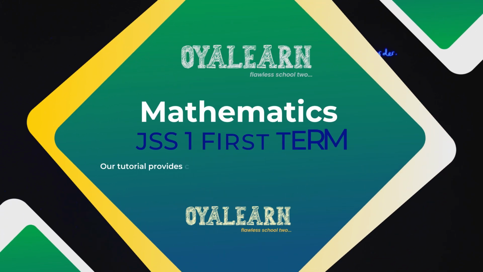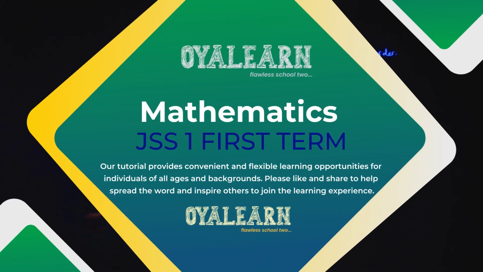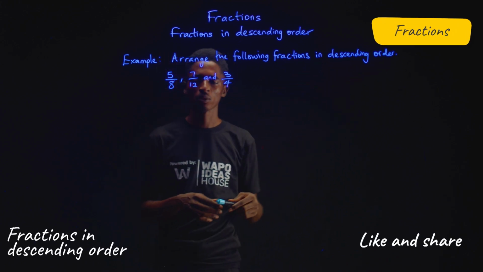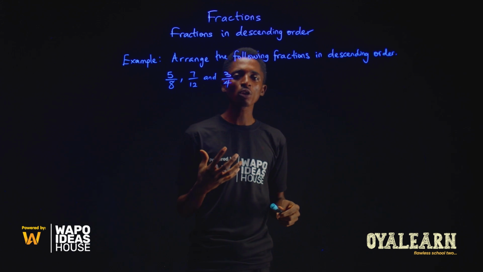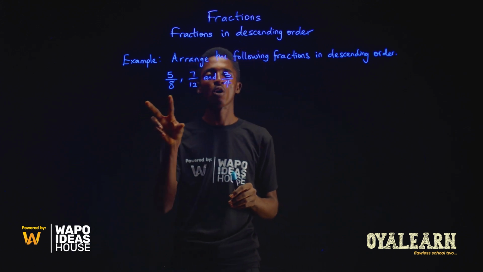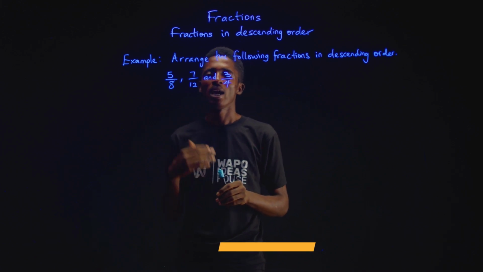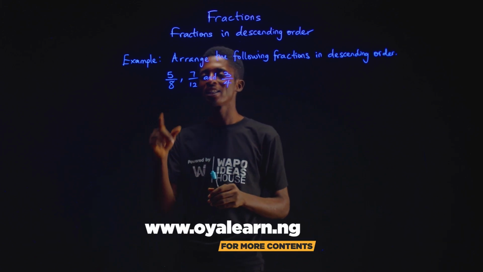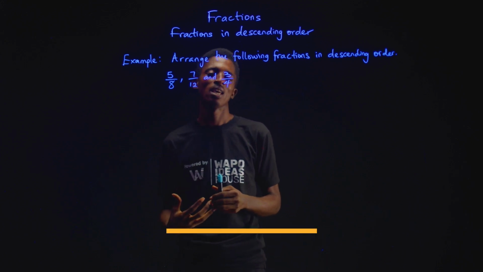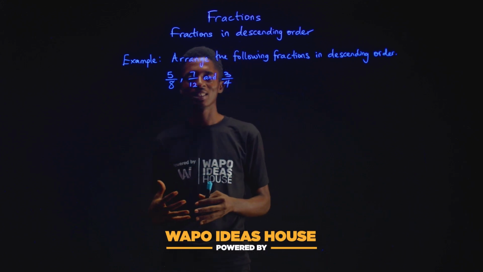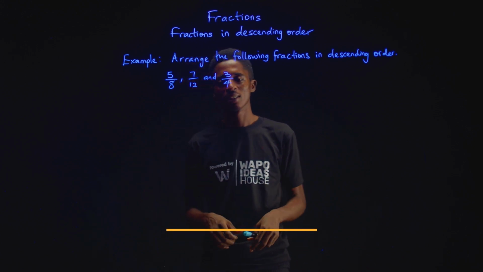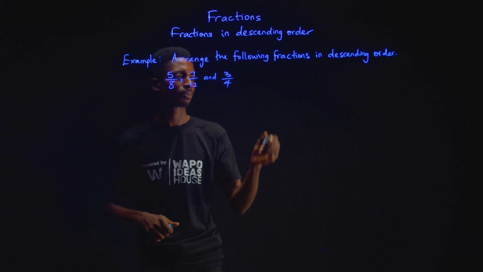Let us apply what we have learned to arrange the following fractions in descending order. We have shown that to do this, the first step is to find the LCM of your denominators, and then the next step is to multiply the individual fractions by the LCM of the denominators, and then finally you organize them from the biggest number to the smallest number. Now let's do that.